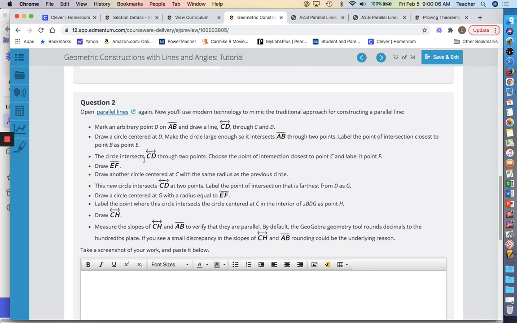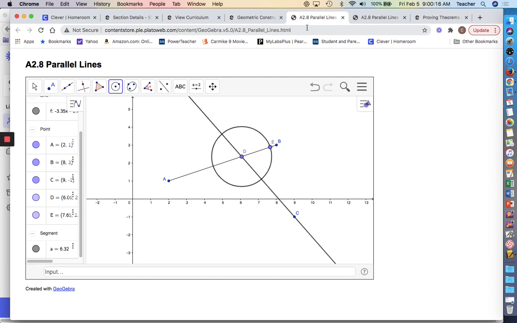The circle intersects CD through 2 points. Choose a point of intersection closest to point C and label it F. All right, so closest to C, label it F. There's C, so I'm going to label that right there F.